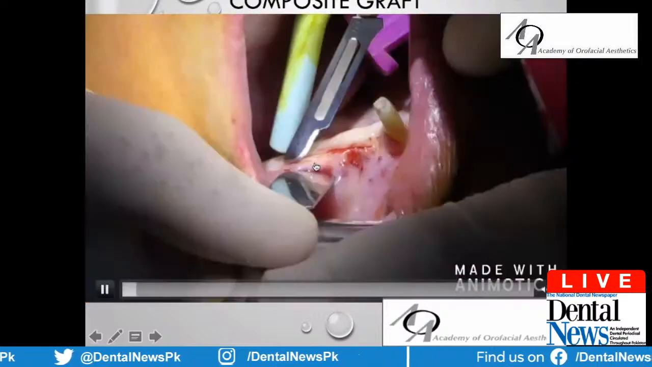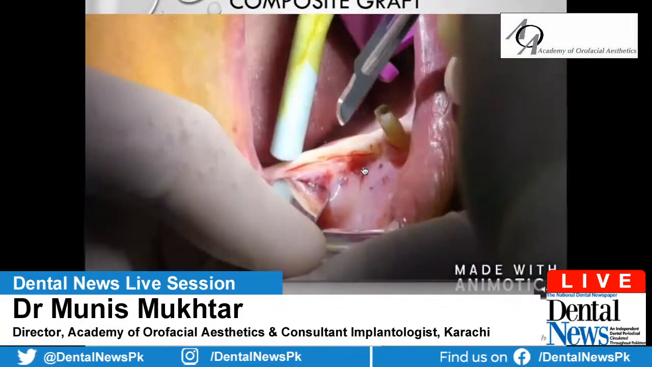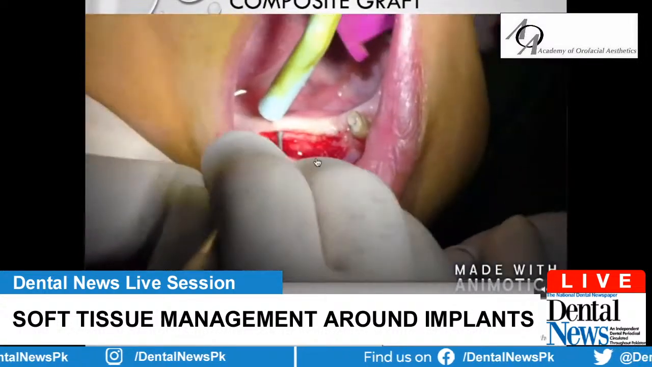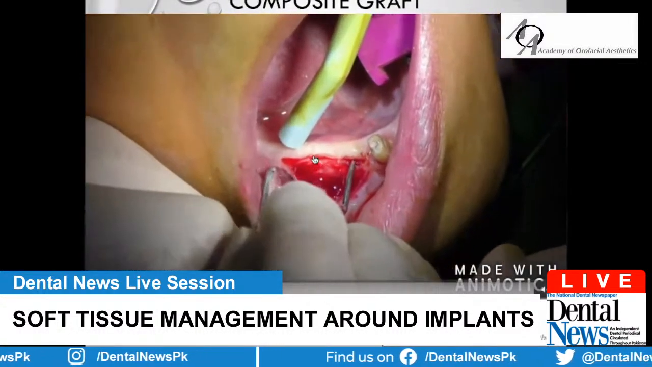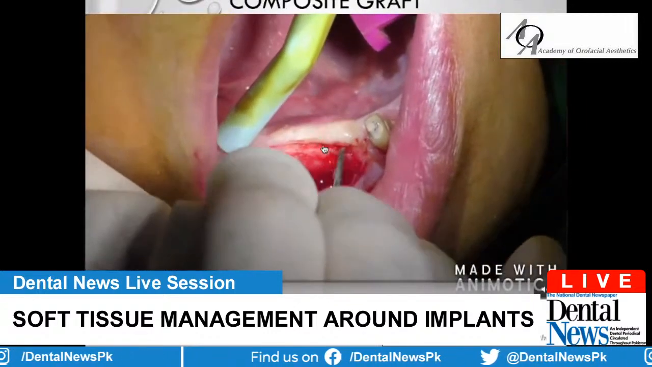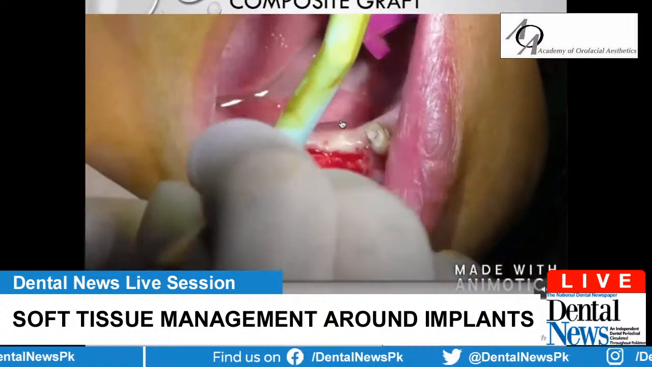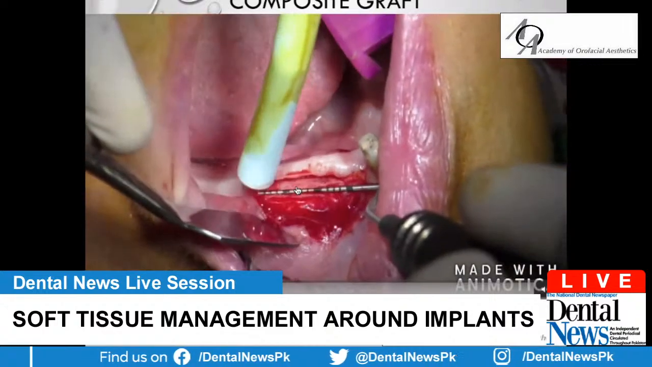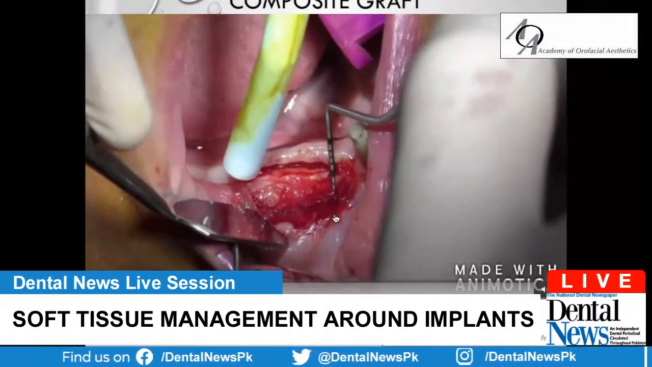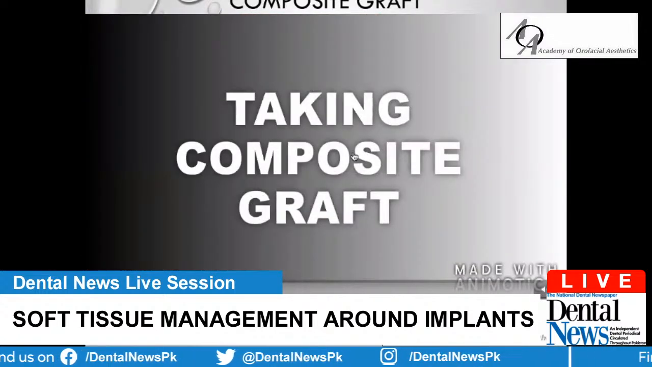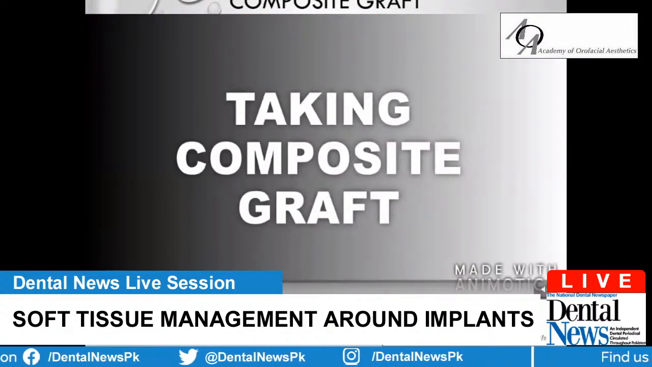Okay, there's a loss of vestibular depth, which we saw in that picture. We have the least amount of keratinized tissue. This is actually a second stage surgery. We don't want to lose even a single millimeter of our connective tissue or keratinized tissue, which we have. So we just go partial thickness in this area, and partial thickness on this area as well. So we want to gain vestibular depth in this area and thickness on the other side.